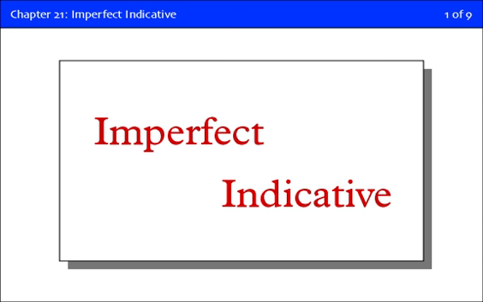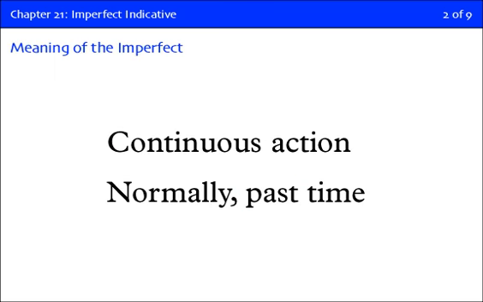Well, good morning. This morning we're going to learn chapter 21, which is the chapter on what is called the imperfect indicative. The imperfect tense is the tense that is used to describe a continuous action, normally in the past time. Whereas in the present you can have it either be continuous or undefined, in the imperfect it is always a continuous action that is being described.